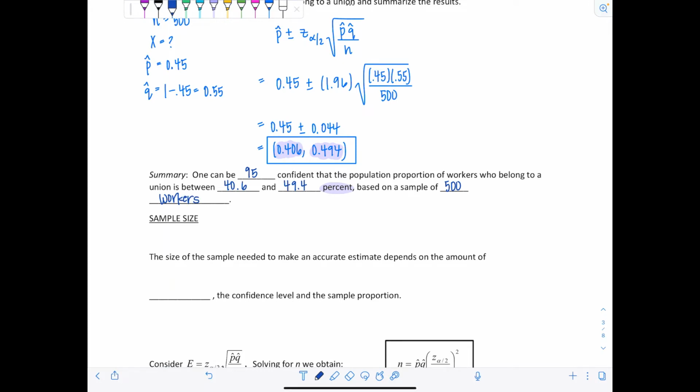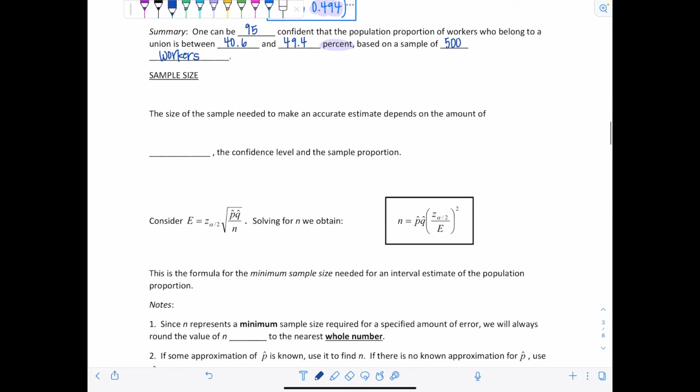Okay. Now we're going to talk about sample size. The size of the sample needed to make an accurate estimate depends on the amount of error, the confidence level, and the sample proportion. And we've talked about sample size before in previous chapters with different confidence intervals. So now we want to revisit that topic when we're making these confidence intervals for proportions.